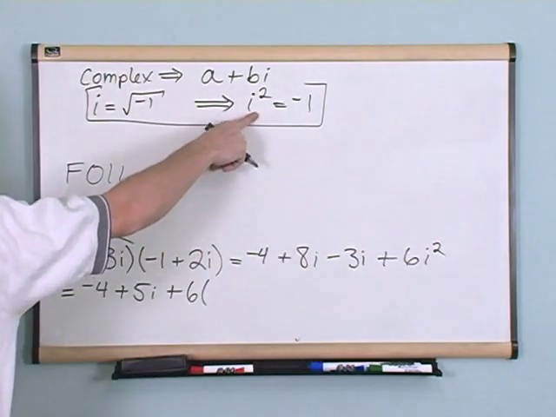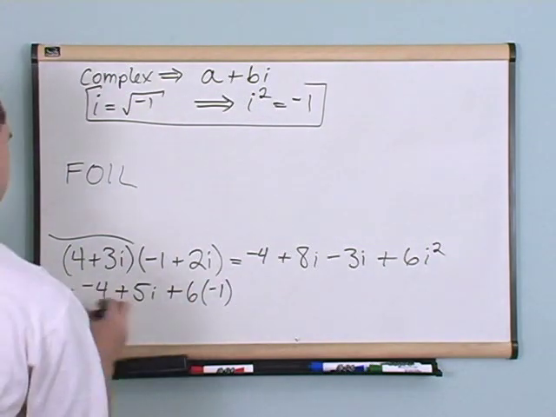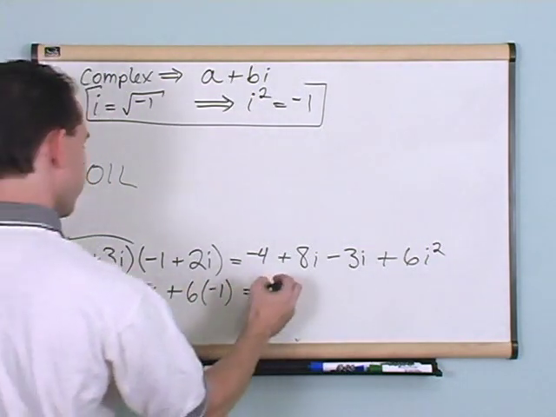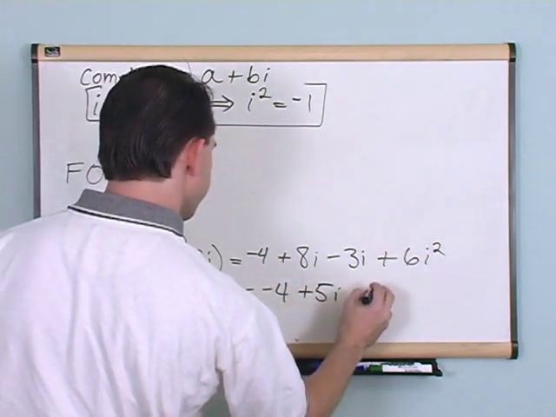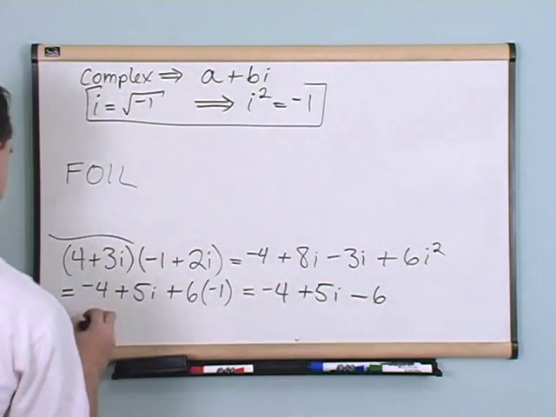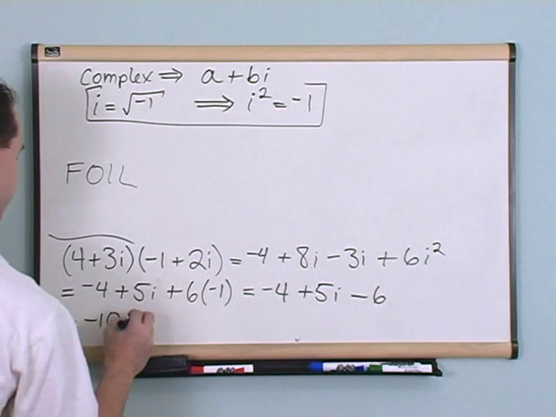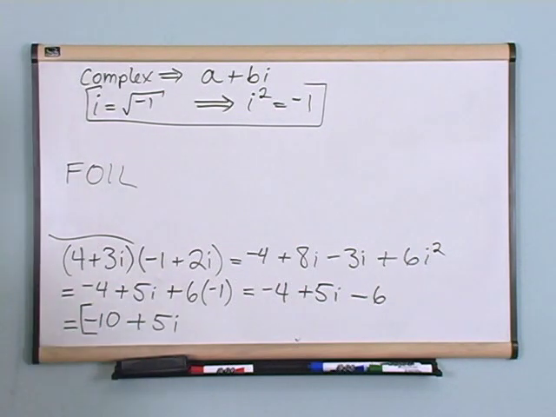We've already defined i squared as negative 1. You're just going to have to remember that. Okay? So I've got negative 4 plus 5i minus 6. So finally, I think you'll see negative 4 minus 6 is negative 10 plus 5i. Negative 10 plus 5i. That's the real part. That's the imaginary part. So you see, it makes absolute sense.